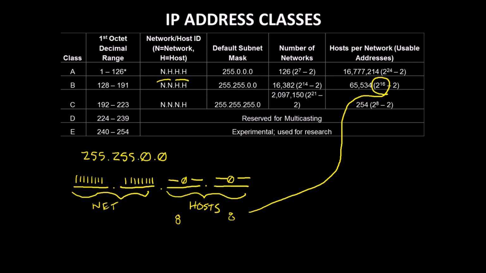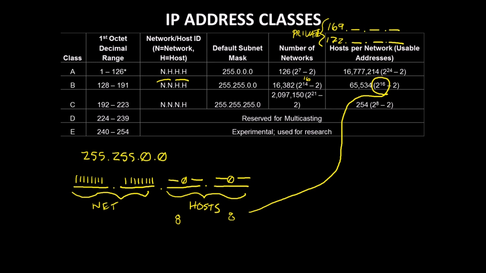And you might also be asking, well, I have 8 and 8 here. Why do I not have 2 to the 16th here? Well, although it is not emphasized on this graph, the ranges of 169 dot and the range of 172 dot are both reserved for private addressing. So we give up 2 bits for that. So we only have 2 to the 14th to work with.